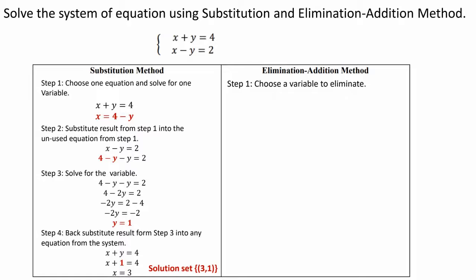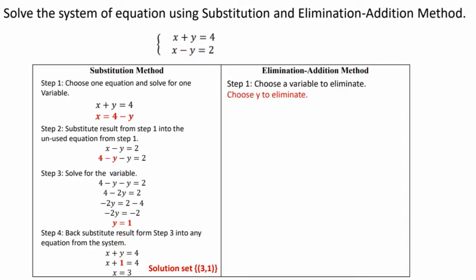Okay. So for the elimination method, we're going to choose a variable to eliminate. And so here, if you don't like y's, then you can get rid of the y's. If you don't like those x's, you can get rid of the x's. So here I'm going to choose to eliminate y. And you'll see why I chose y.